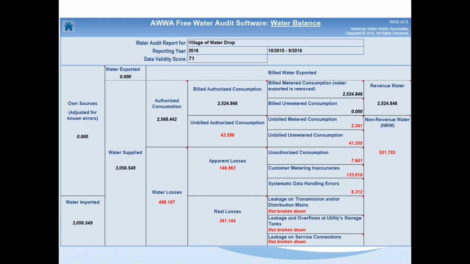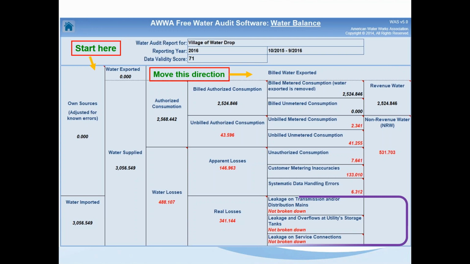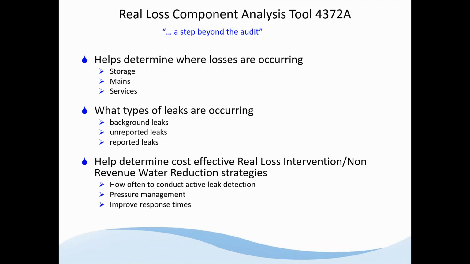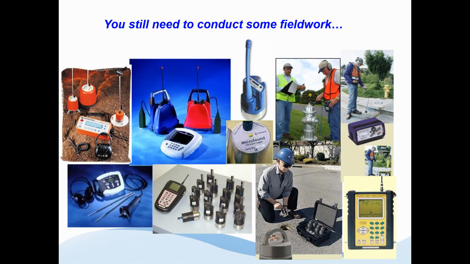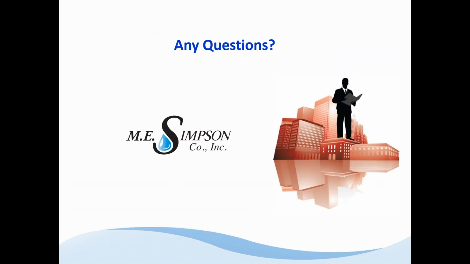But as you see with changing the audit, changing the numbers, we still had our real loss issue. So the real loss tool helps you determine where your losses are occurring, what's happening to you, and why. That's why it's so important to keep track of all that information and keep it for yourself for your audit. So you need to conduct field work.